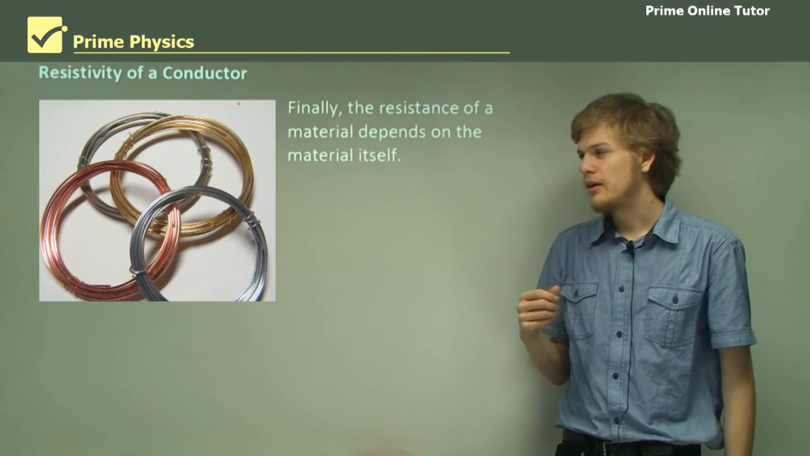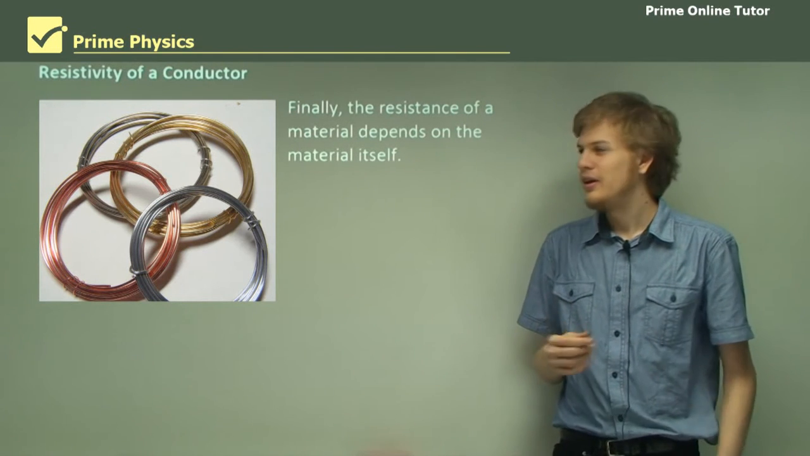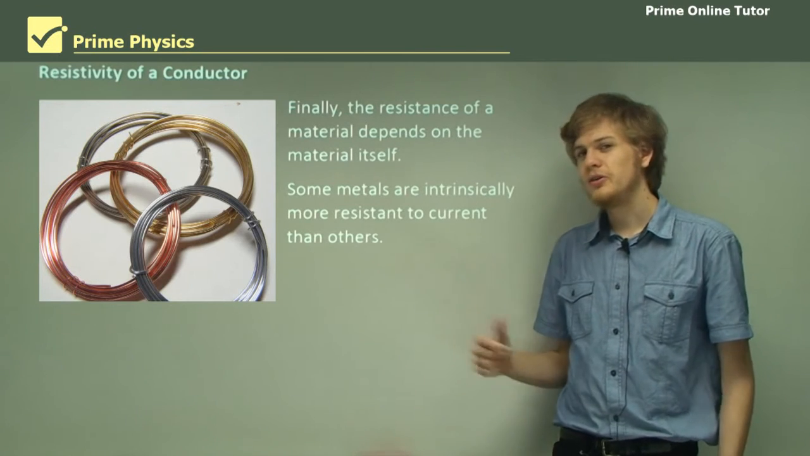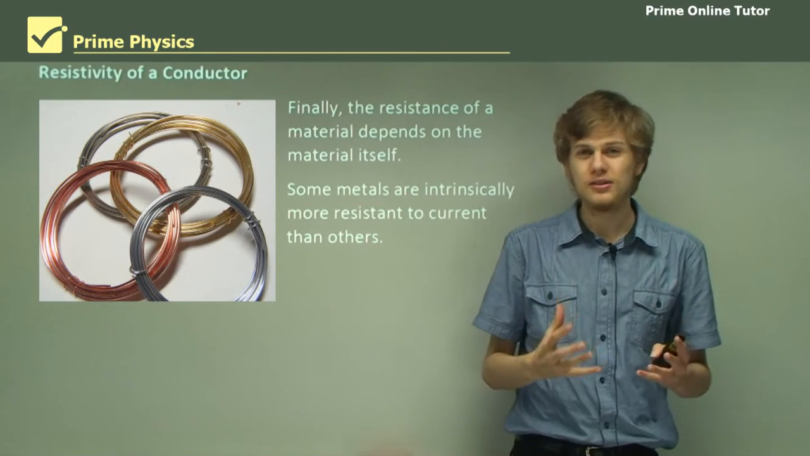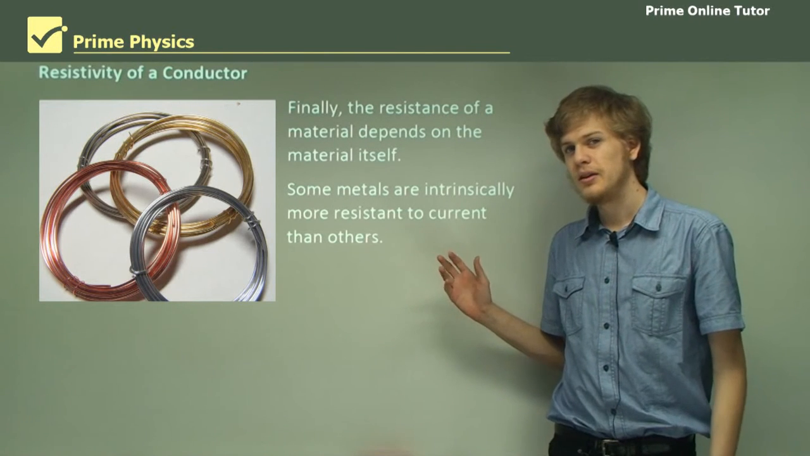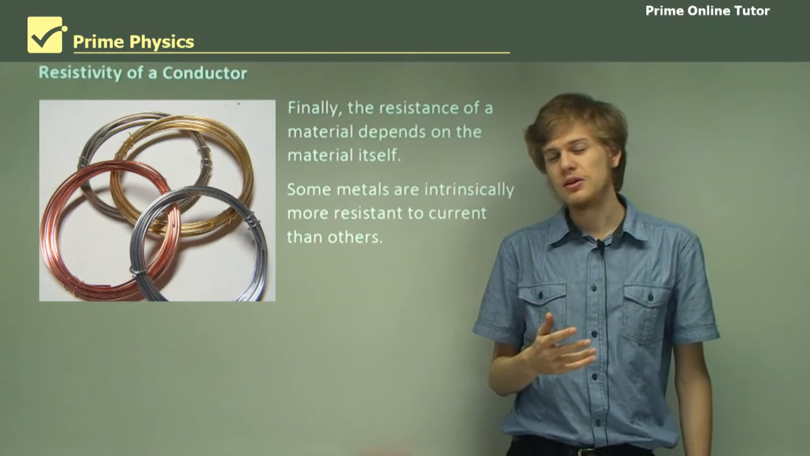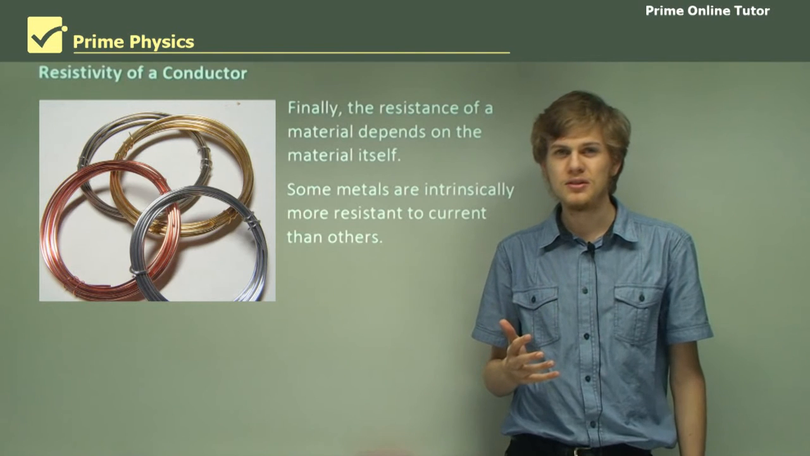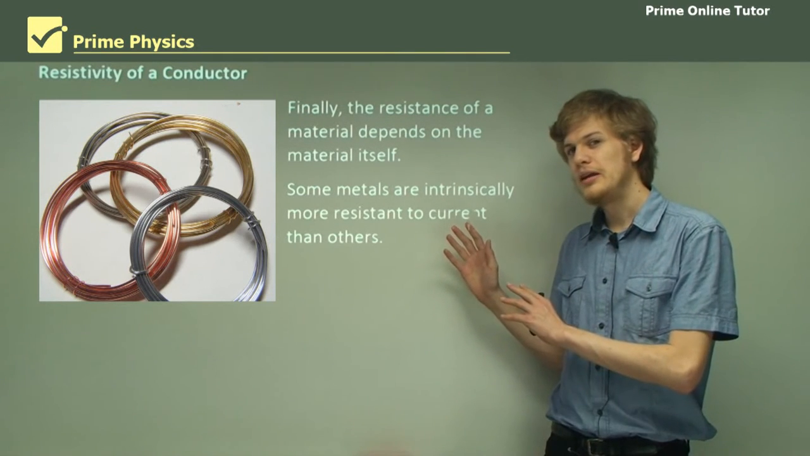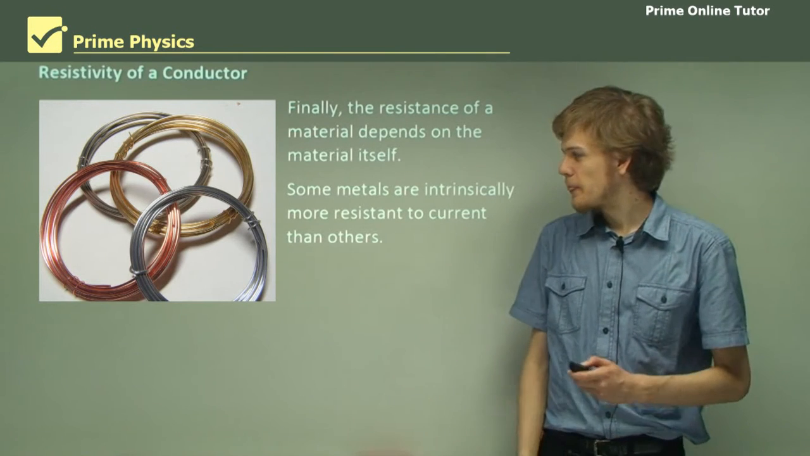There's one other thing that can affect the resistance of material, and that's the material itself. So some materials are intrinsically better at conducting or intrinsically worse at conducting than other materials. For example, copper conducts electricity better than aluminium does. And we'll get on to one of the interesting consequences of this in a moment.